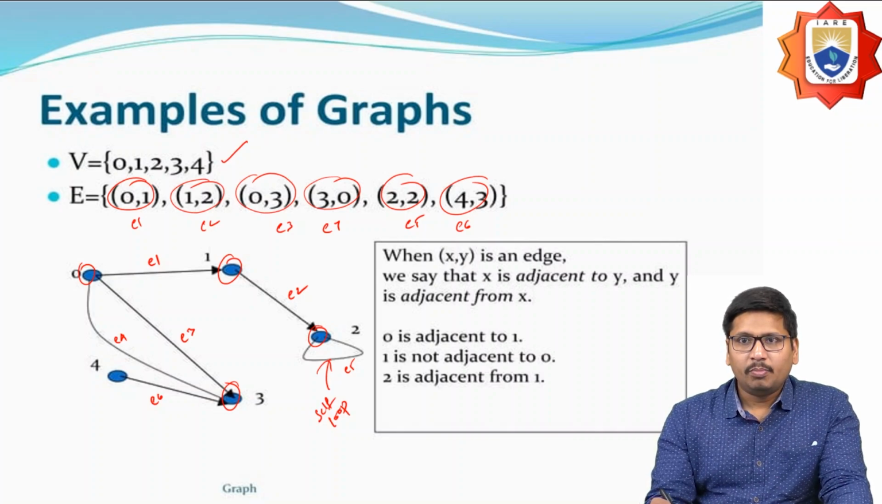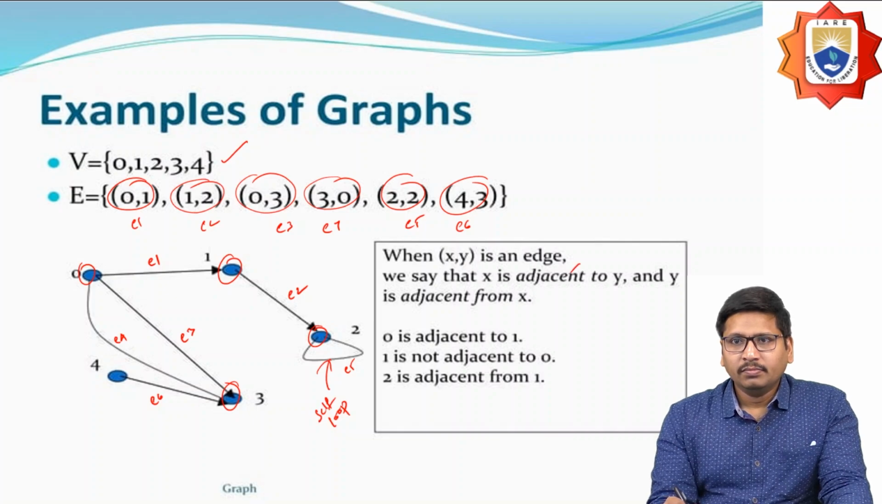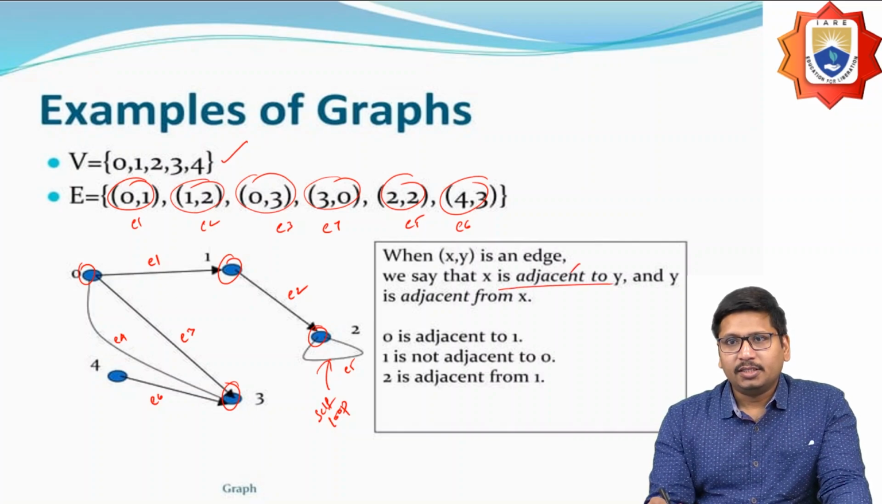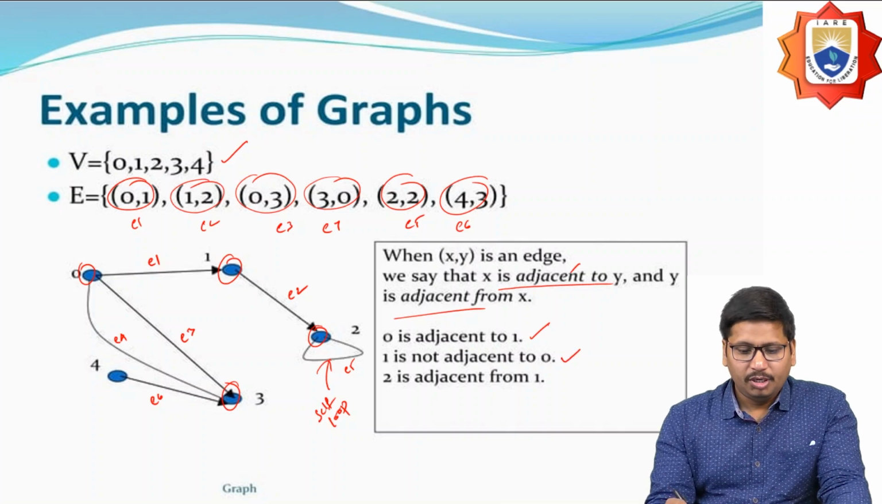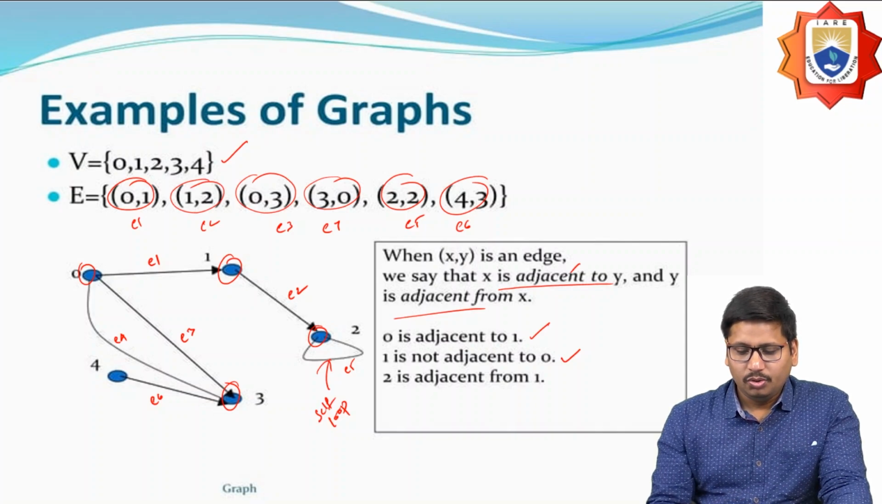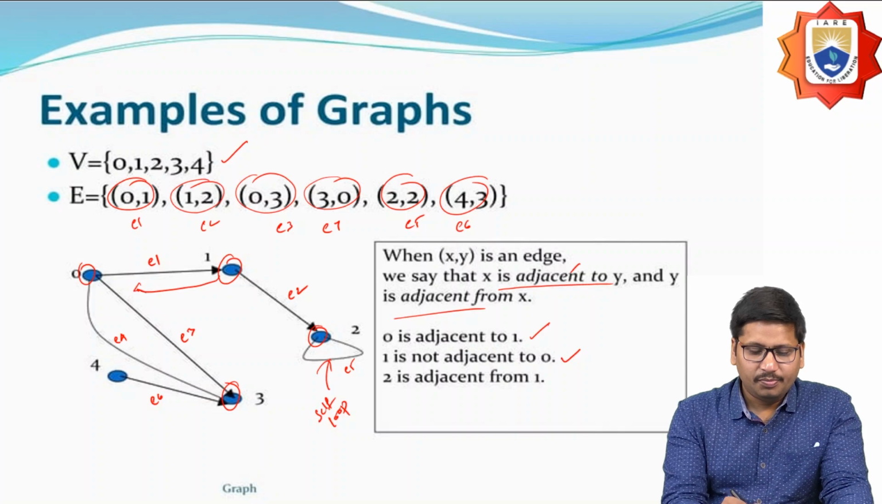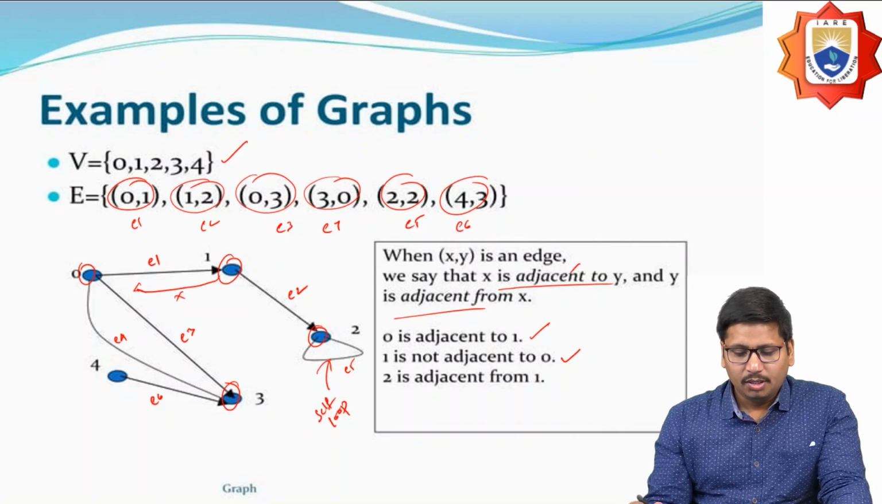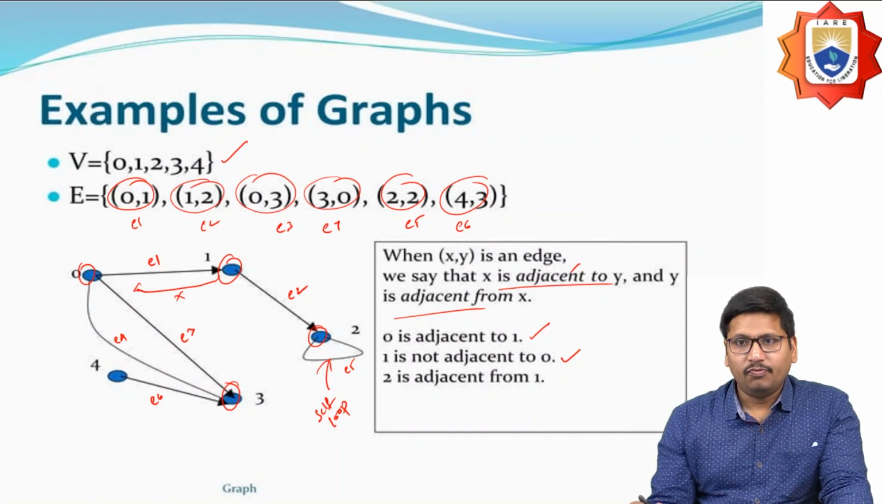When (x, y) is an edge, we say that x is adjacent to y and y is adjacent from x. Here 0 is adjacent to 1, and 1 is not adjacent to 0 since there is no edge from 1 to 0, and 2 is adjacent from 1.